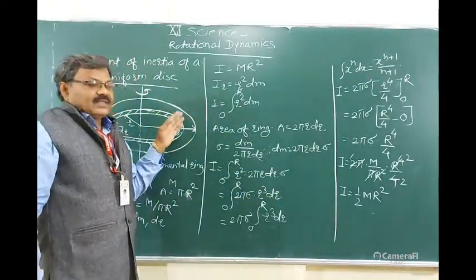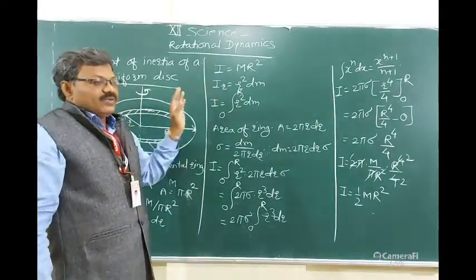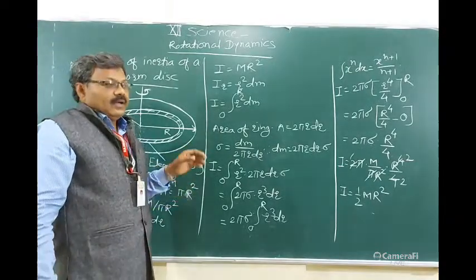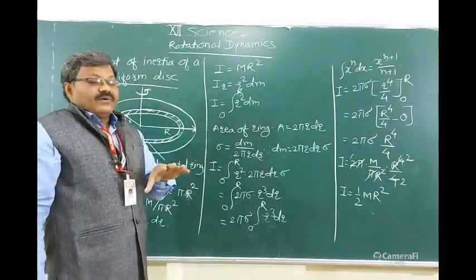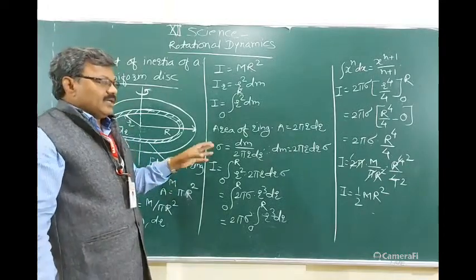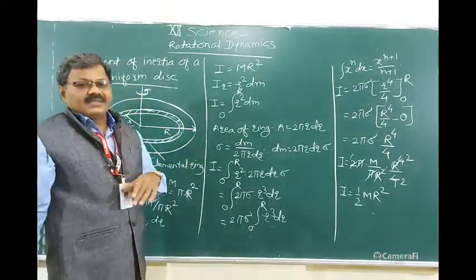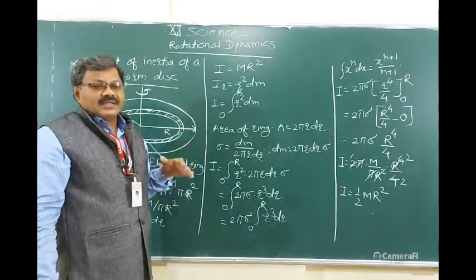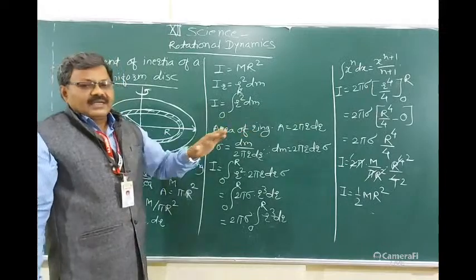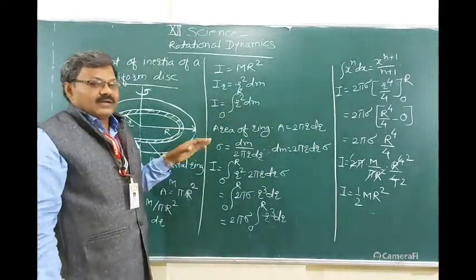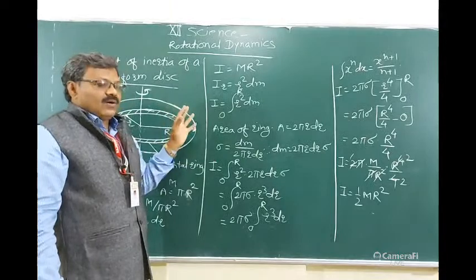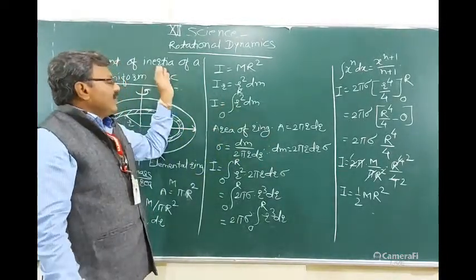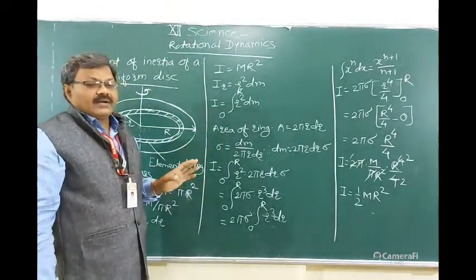By using the same method, we can obtain the moment of inertia of different geometrical shapes. There are different geometrical shapes such as ring, disc, also cylinder, sphere, and also hollow cylinder and hollow sphere. We can find the moment of inertia of these different geometrical shapes.